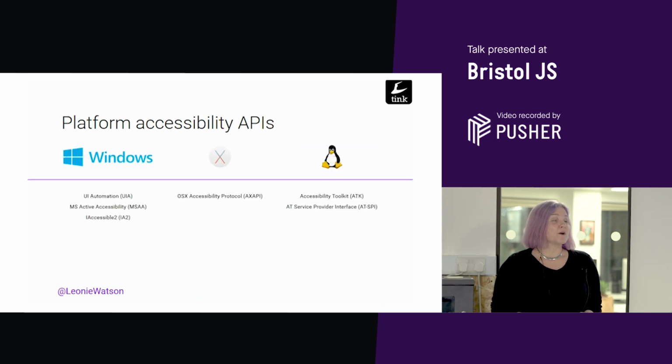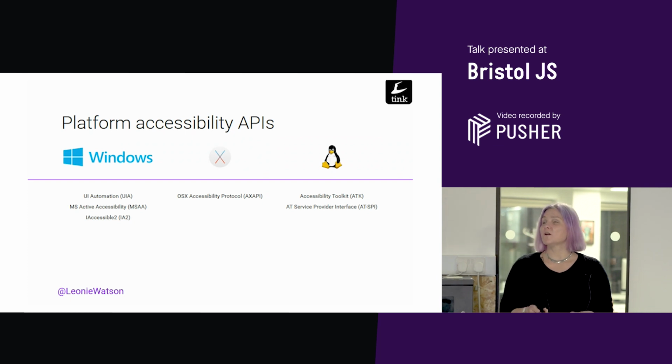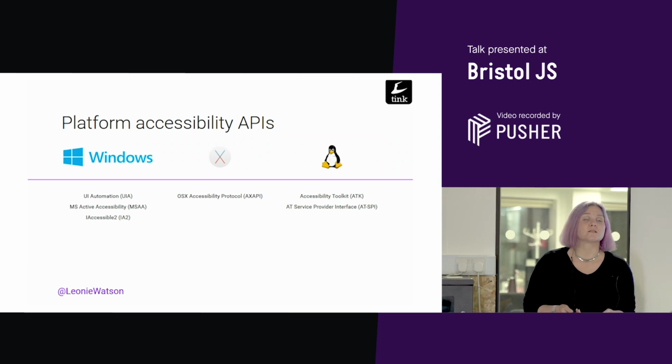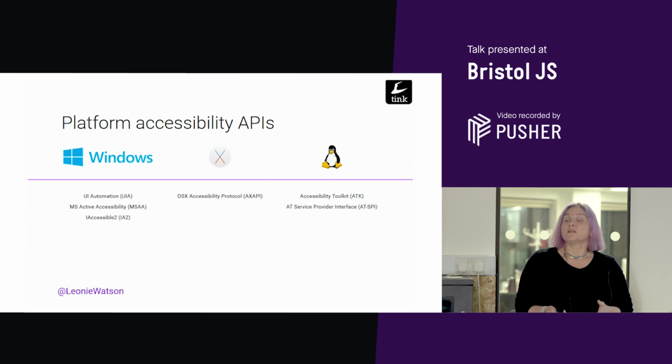Like screen readers and operating systems, we've got platform accessibility APIs on pretty much every operating system. Windows still has 3 at the moment. There's one available on Mac OS, iOS, TalkBack on Android as well, and on Linux. And these, as the name suggests, operate at the platform level.